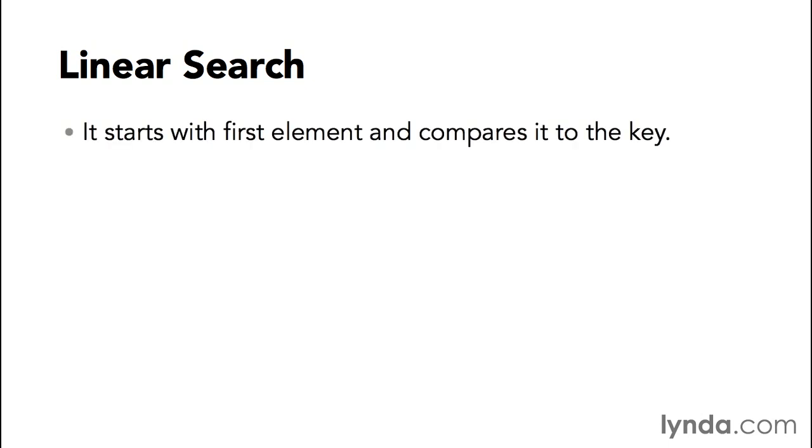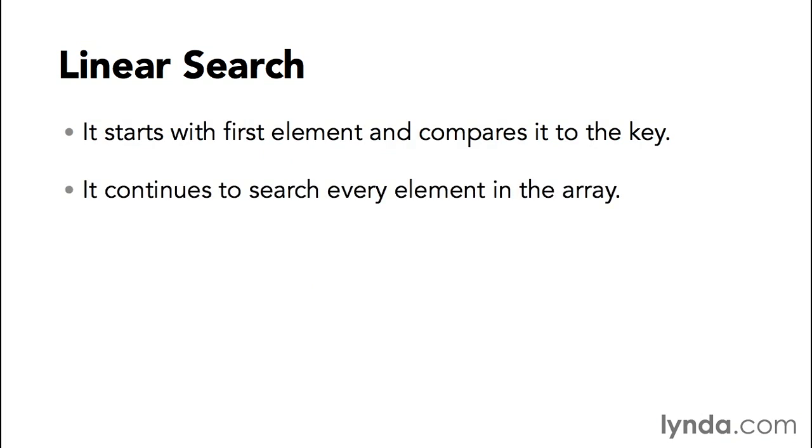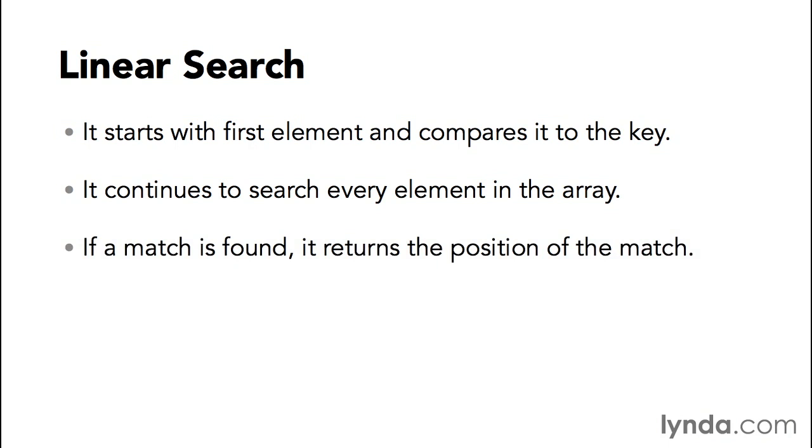Okay, let's talk about another search, a linear search. Sometimes you'll see this referred to as a sequential search. The linear search starts with the first element and compares it to the key. It continues to search every element in the array. If a match is found, it returns the position of the match. If the search gets to the end of the array and did not find a match, it returns a -1.